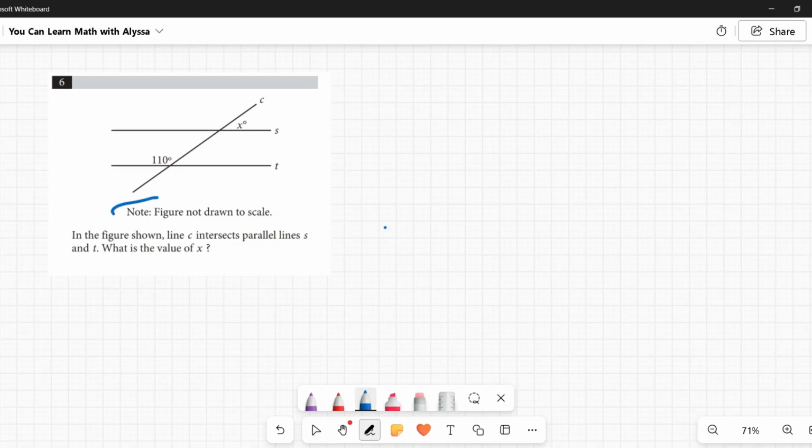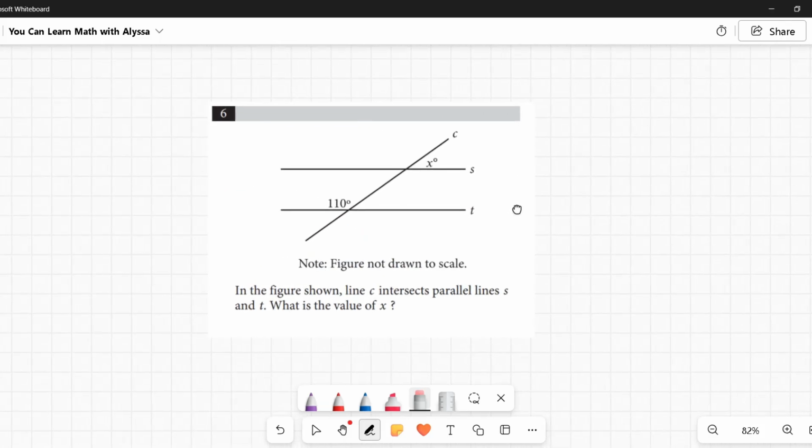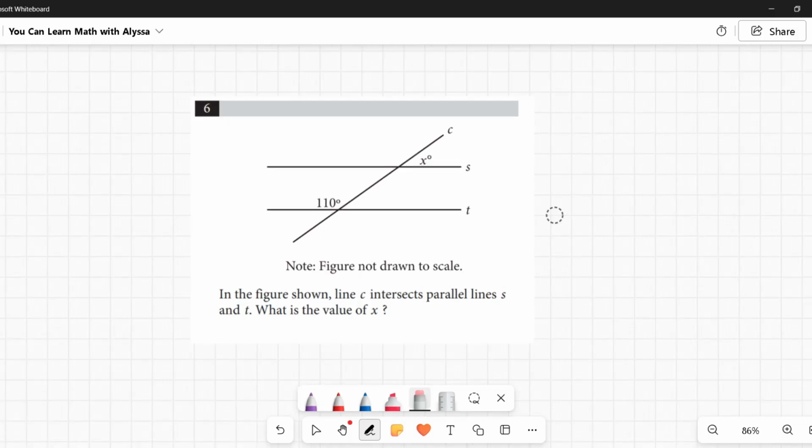Anytime you see "figure not drawn to scale," all they're saying is you can't just eyeball it and take a guess and expect it to be right. It's going to be pretty close to what it looks like, but it's not exact. And that sort of guessing is what they want you to avoid. You're like, well, it looks like it's 45 degrees or 50 degrees, so that's my answer. We can't do that. So we have to go just by what they've told us.